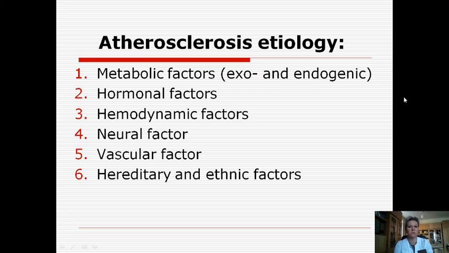Which etiological factors of atherosclerosis? It's metabolic, exogenic and endogenic factors. These are hormonal factors, where estrogens are anti-atherosclerotic factors. Hemodynamic factors: due to increased viscosity, we can see more fast appearance and growth of atherosclerotic plaques. Neurovascular factor, and hereditary and ethnic factors.